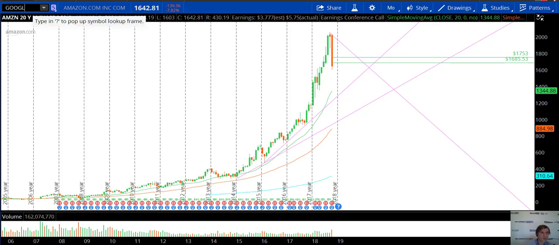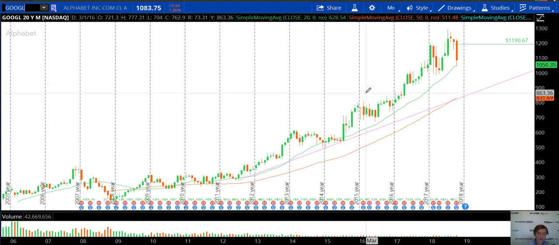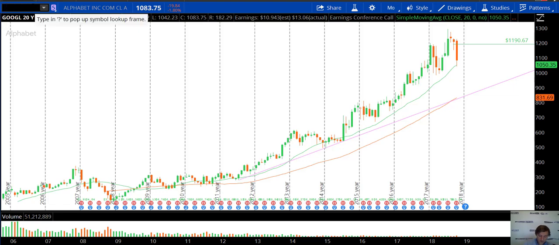Let's take a look at Google. I'll just go through some of the faves here. Google on the monthly has this space to come down. I would think there'll probably be short-term support here, which is at the whole number 1,000. I've been talking that up for some time. If that ties in with, say, the SPX 2500, I think that's a very strong buy, would be the Google at 1,000.